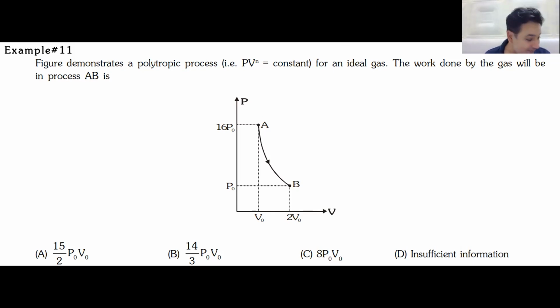Yes, you have an answer. This is how questions are framed in a JEE. Simple things. The answer is definitely not D. D is my favorite, but it's not D. Option B, 14/3 P naught V naught. How did you get B out of all these four options? Guesswork? P1 V1, that is 16 P naught V naught, minus 2 P naught 2 V naught.